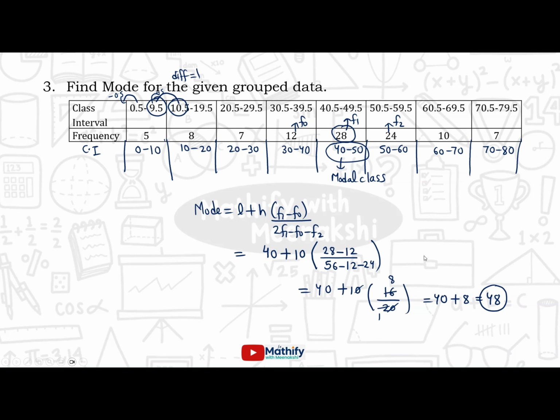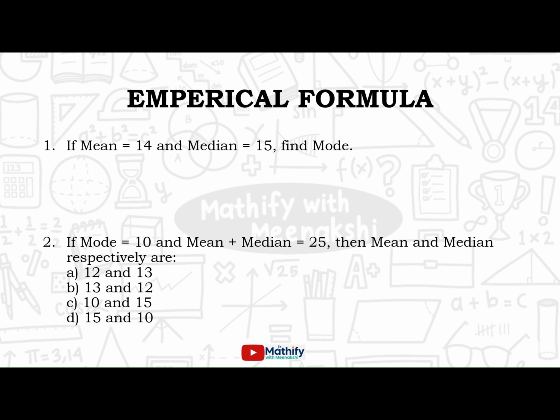Now let's move to the next topic. Empirical formula. That's a relationship between mean, median, and mode. So I'm writing that for you. Thrice of median is equal to twice of mean plus mode. Just learn this formula like coefficients, like 3 to 1, then median, mean, mode. Okay, now if mean is 14 and median is 15, can we find the mode? Just put the values. 3 times median is equal to twice of mean plus mode.